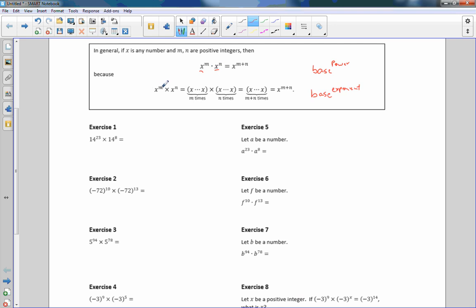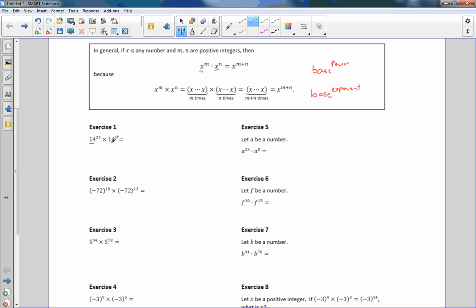So the rule says that x to the m means it's x multiplied m times, and x to the n means x multiplied n times. So if we multiply x, say, 5 times, and then multiply x 3 more times, that's a total of 5 plus 3, or multiplying x times itself 8 times. Okay? So in this exercise, first thing we should always do is make sure the bases are equal.